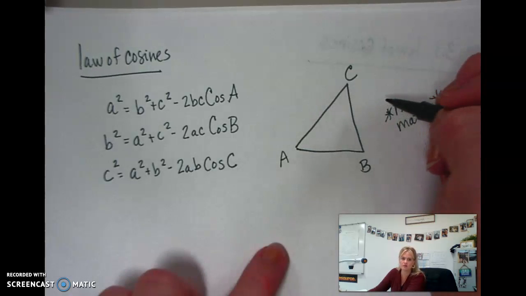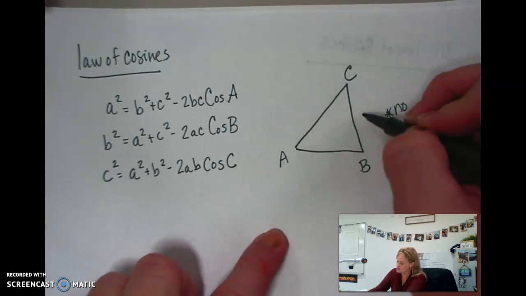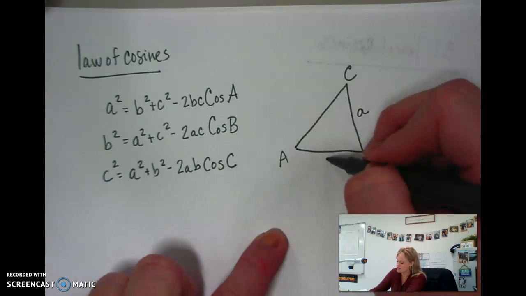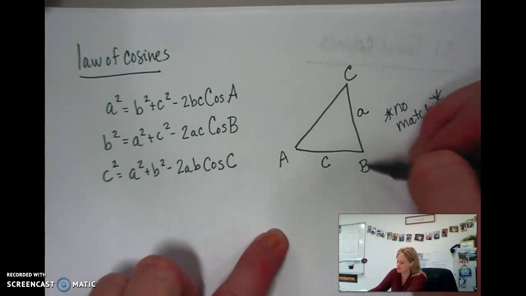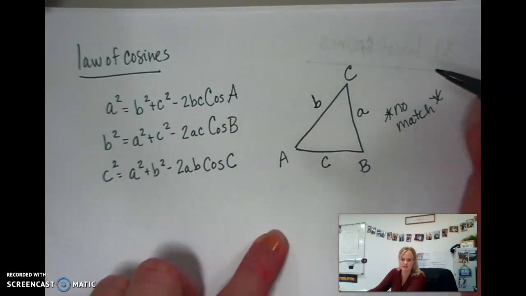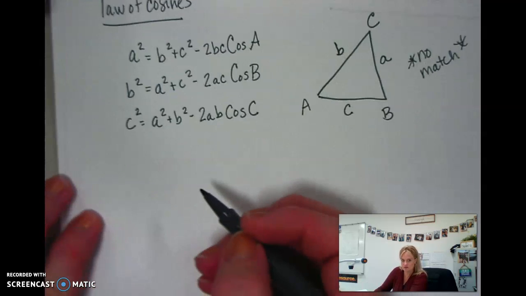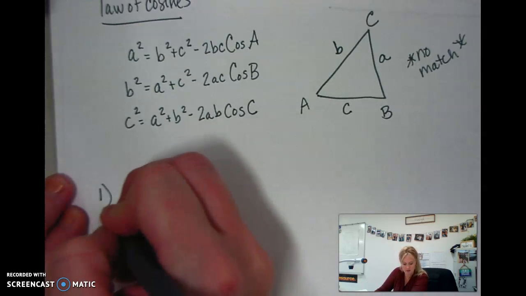Remember yesterday when we did the law of sines, we talked about having side A and angle A as a pair, or side C and angle C as a pair, or side B and angle B as a pair. Well, what if we don't have a pair? Now what do we do? And so that's when we start to use the law of cosines. So let's move into our first example here and I'll show you how it works.